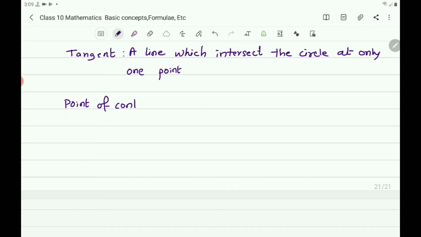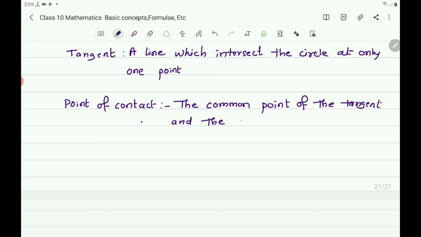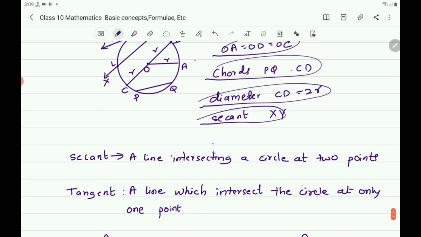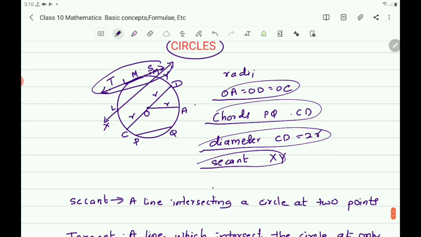So you take one more term, point of contact. What is that point of contact? The common point of the tangent and the circle. Here you know that if TS is a tangent, M is the point of contact.